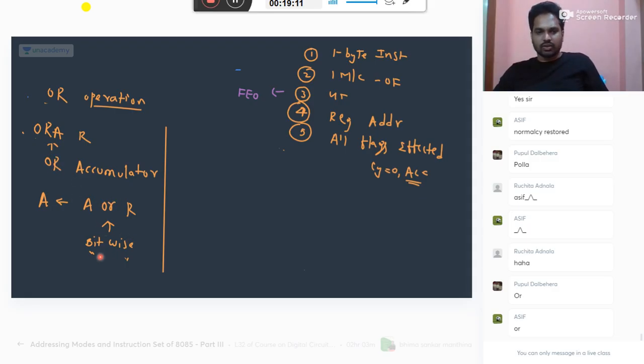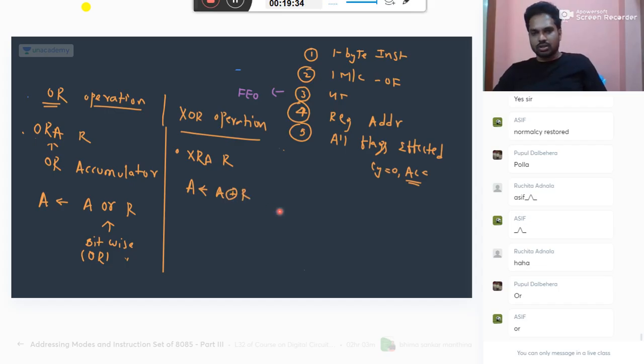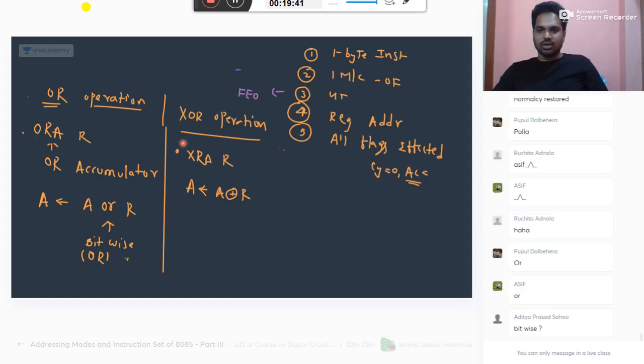Okay, the remaining flag relations are the same, but carry and auxiliary carry are both 0. Why 0? Because a logical operation will not generate any carry or auxiliary carry. It is not addition or subtraction, so by default they will be 0. No doubt in it. So it is the OR and XOR operation. The only difference is this carry part. Similar to the AND operation we discussed earlier, now we discuss ORA.